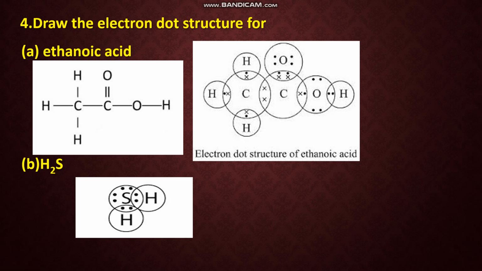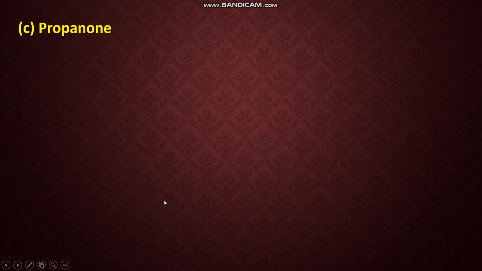Let us see. Sulfur has 6 electrons. So 1 electron of this sulfur and 1 electron of this hydrogen mutually share. Here also 1 electron of the sulfur and 1 electron of this hydrogen mutually share. So one single bond is formed between the sulfur and hydrogen here. Here also one single bond. Now you can see sulfur gets 8 electrons, and each hydrogen gets 2 electrons. Next, let us see propanol.